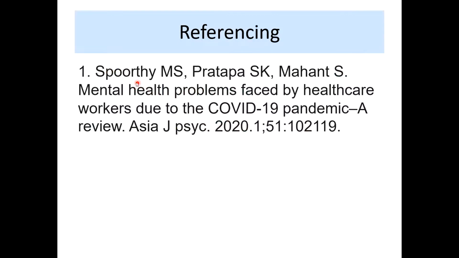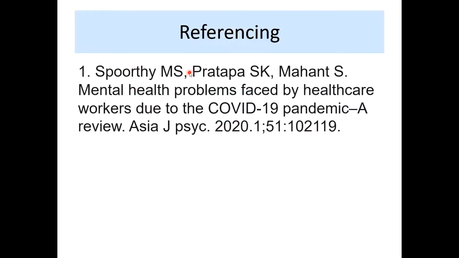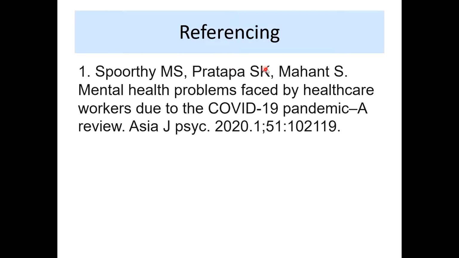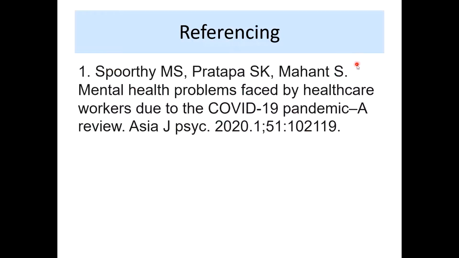Look at this, that I have written the name of this Spurthi MS. You can see Spurthi MS, comma, okay. The second is Pratapa SK. You can see Pratapa SK, capital, comma. The third name is Supriya Mahant. So it will be M Mahant S, full stop.